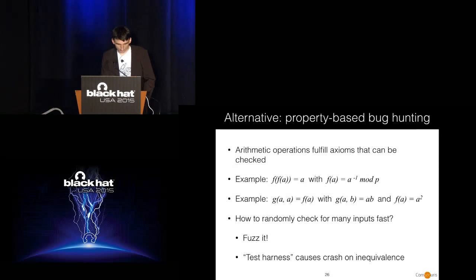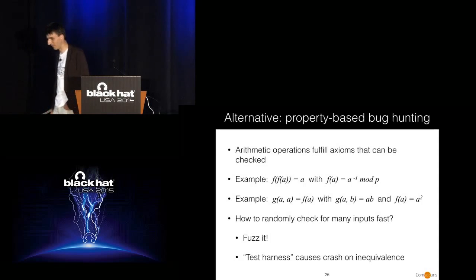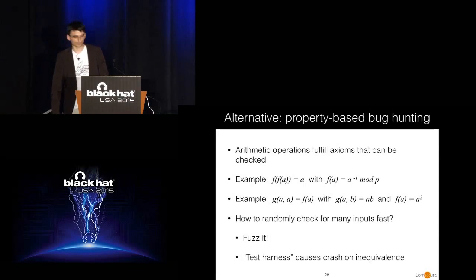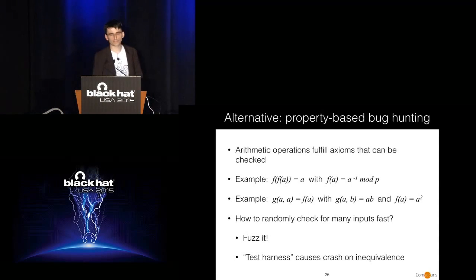But the more surprising thing to me was that something else works. Namely, it's an unfortunate name, I call it property-based bug hunting. It's a version of fuzzing. So assume that you want to find bugs with a fuzzer. And when I thought about this, I thought this will never work, but I should try it.